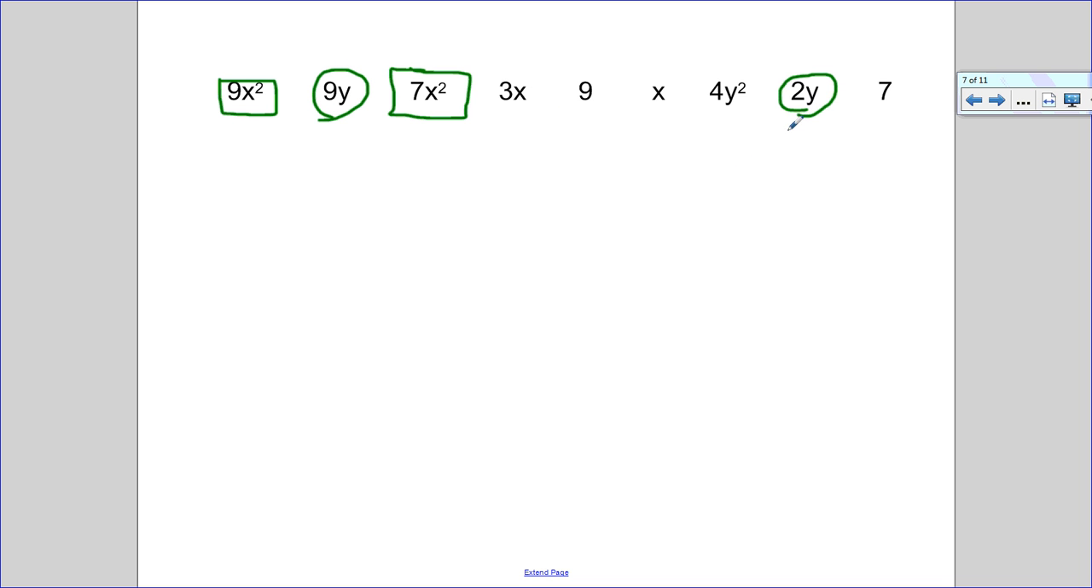Next, 3x. Does 3x share a buddy? Well, x is a common variable. And there's an x. And remember, in front of this x is that sneaky implied 1 right here. So both 3x and 1x share the same variable, and I'll use a triangle to signify this one.